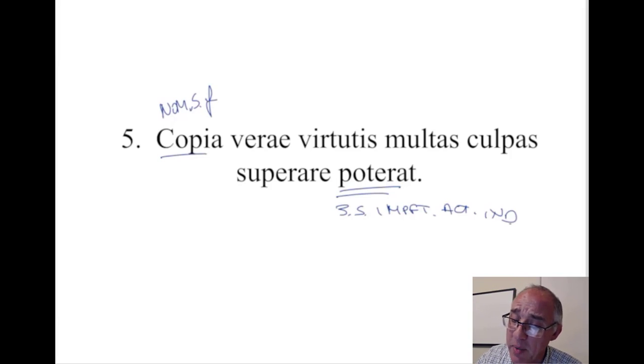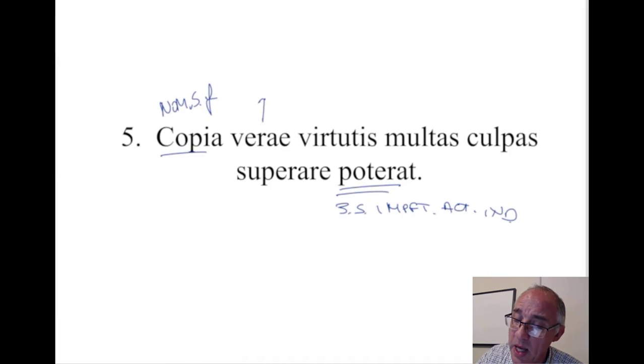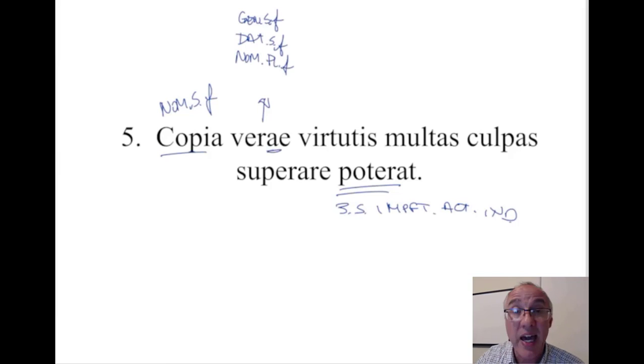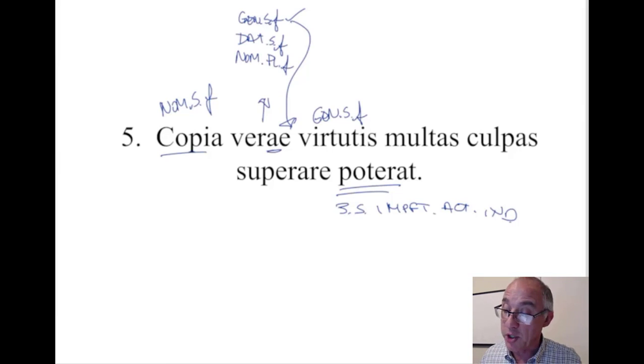Verae is an adjective, but I don't know if verae could be the genitive, singular, feminine. Verae could be the dative, singular, feminine. Verae could be the nominative, plural, feminine. That AE ending on the end doesn't give us enough information, but virtutis can only be the genitive, singular, feminine. So therefore, I'm going to go with this one as the winner for verae, a supply of true courage.